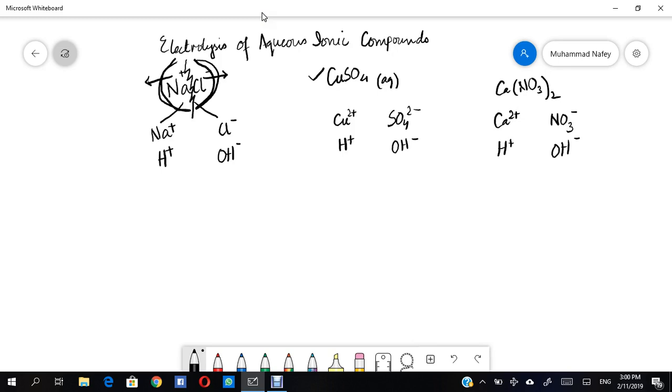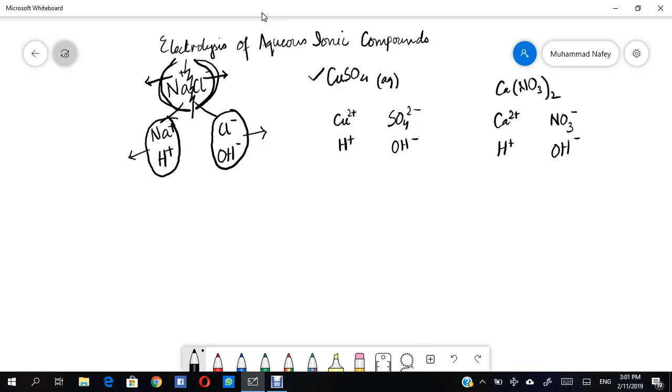Now when electrolysis is performed, both the cations will move to the cathode and both the anions move to the anode. However, any one of the cations will be discharged and any one of the anions will be discharged. The remaining will stay in solution. And now comes the question: how will we decide which of the two cations and anions will actually be discharged and which will remain in solution? So now we'll come to the criteria.